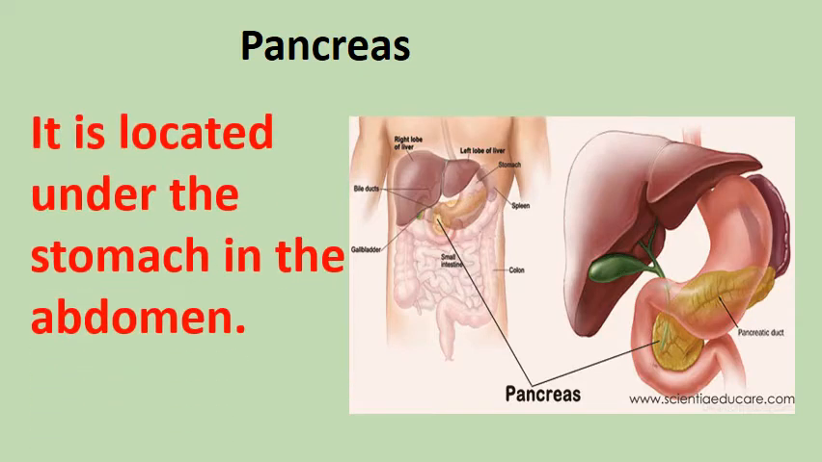Now the pancreas, where is the pancreas located? As you can see, it's located under the stomach in the abdomen. Here is our stomach. This is an enlarged image of the pancreas. This is the pancreas, the yellow one that you can see. It's under the stomach.